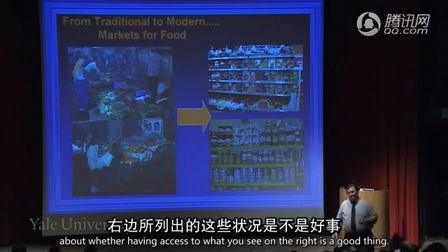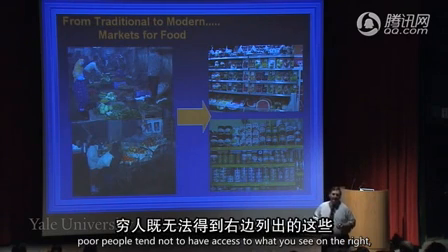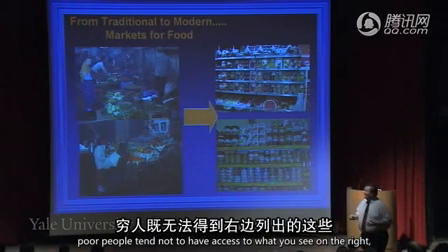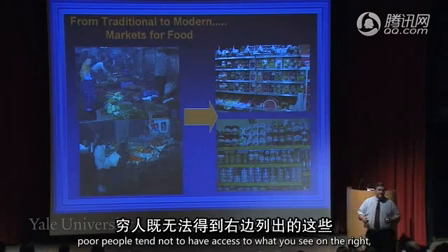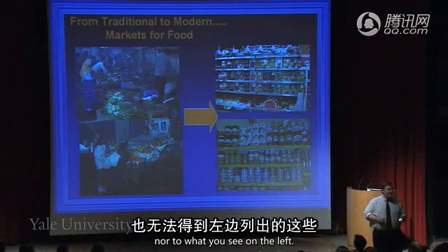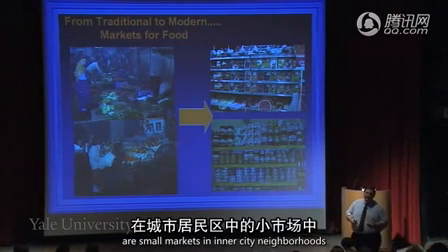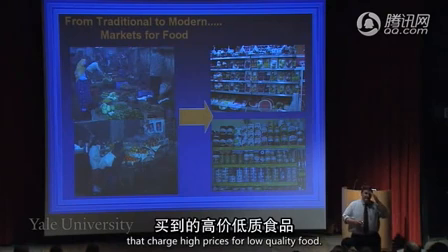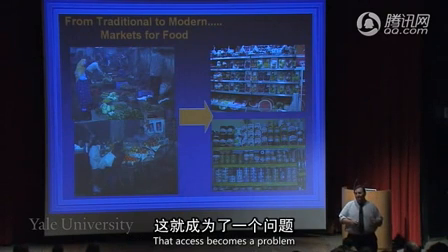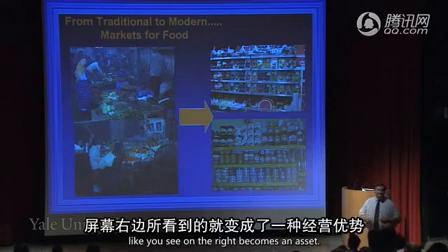thing. We will talk in this class about how in the United States, poor people tend not to have access to what you see on the right, nor to what you see on the left. But what they have access to are small markets in inner city neighborhoods that charge high prices for low quality food. That access becomes a problem, and so bringing in something like you see on the right becomes an asset.